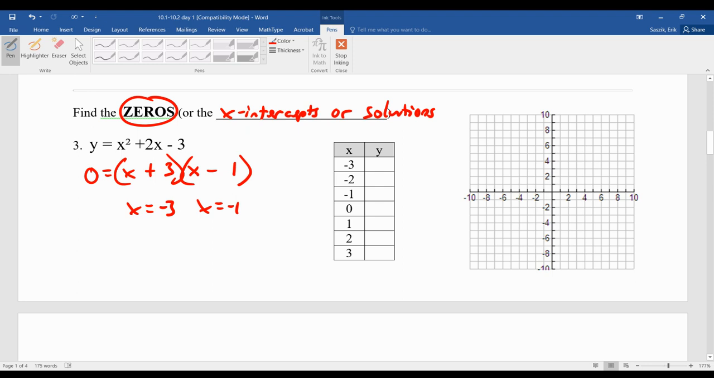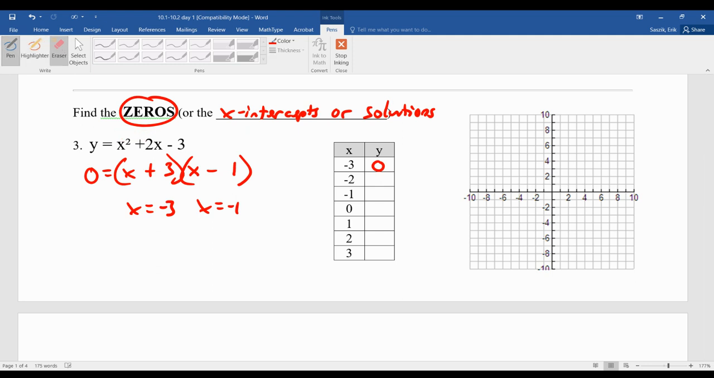Now a table. If I have a table here, I want you to realize that we can build the y column of this table by taking each one of these and plugging in here. Watch this, -3. If I plug it in there, -3 squared is 9. 2 times -3 is -6. 9 minus 6 is 3. 3 minus 3 is 0.